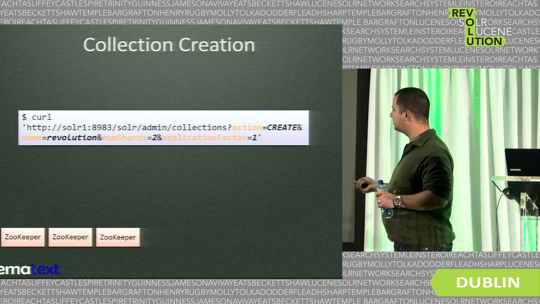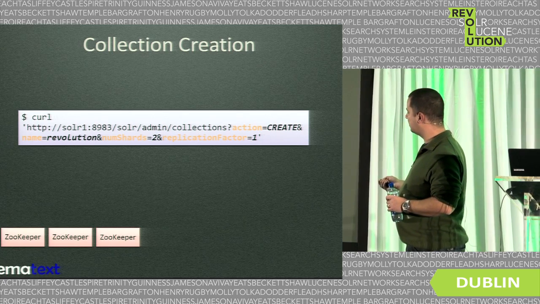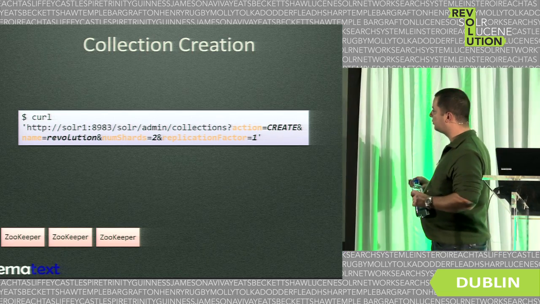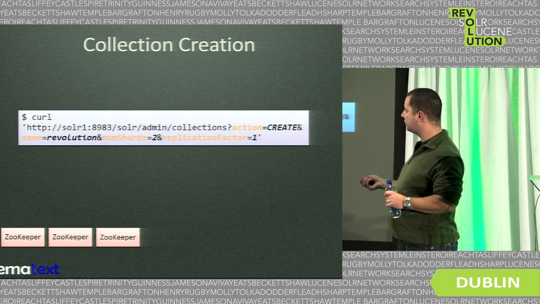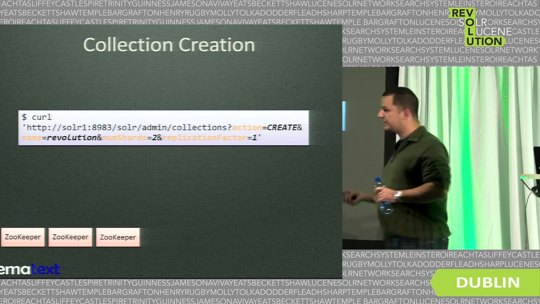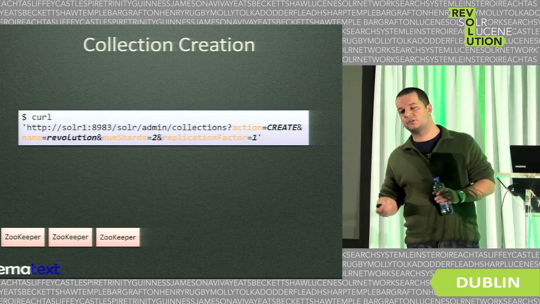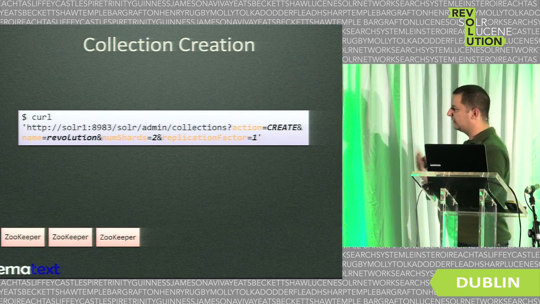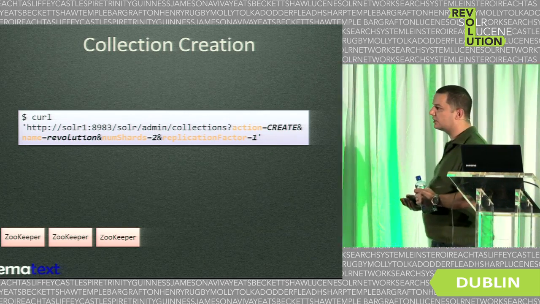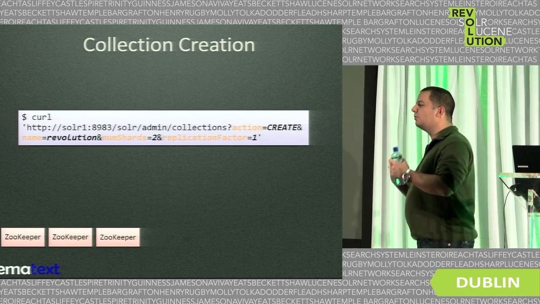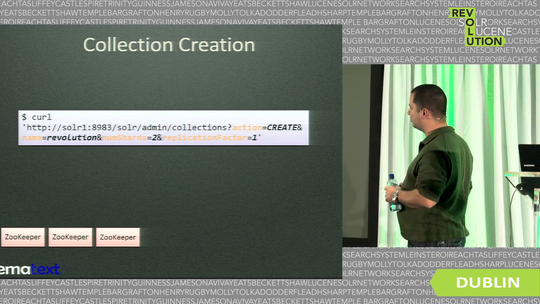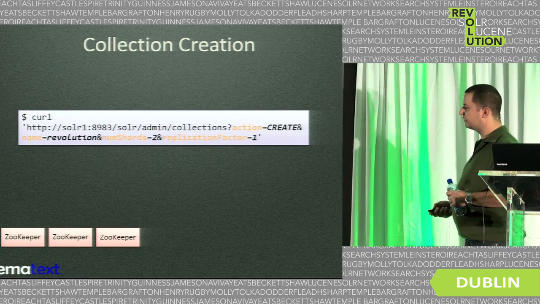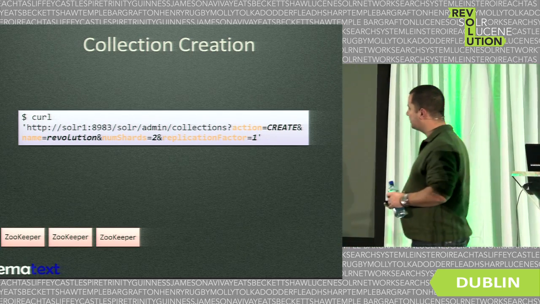What we do is we use the admin collections endpoint. We specify the action, which should equal create, and the name of the collection we want to have. We specify the number of shards the collection should be divided into, and the replication factor, which tells us how many physical copies of each shard should be present. In that way, we will create a collection of 2 shards, because the replication factor is 1.